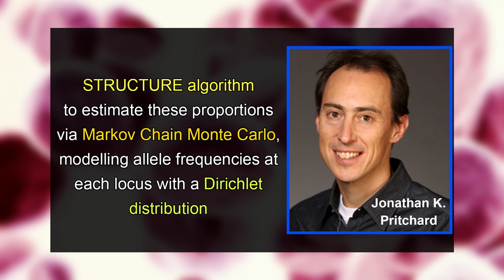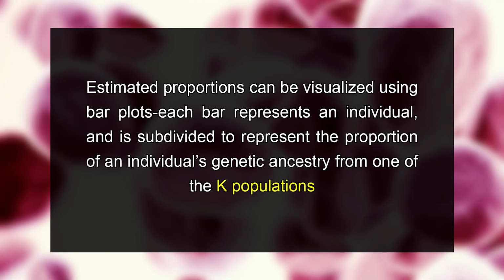In 2000, Jonathan K. Pritchard introduced the STRUCTURE algorithm to estimate these proportions via Markov chain Monte Carlo, modeling allele frequency at each locus with a Dirichlet distribution. Since then, algorithms such as ADMIXTURE have been developed using other estimation techniques. Estimated proportions can be visualized using bar plots.